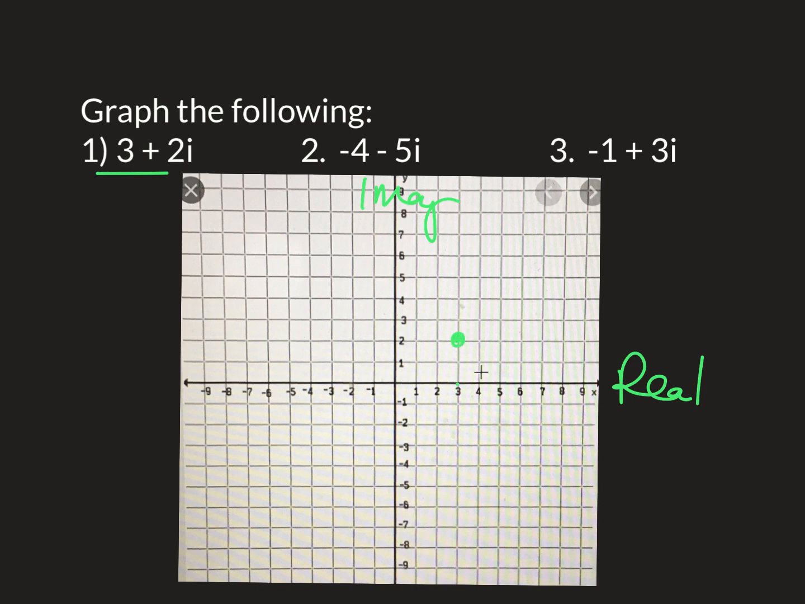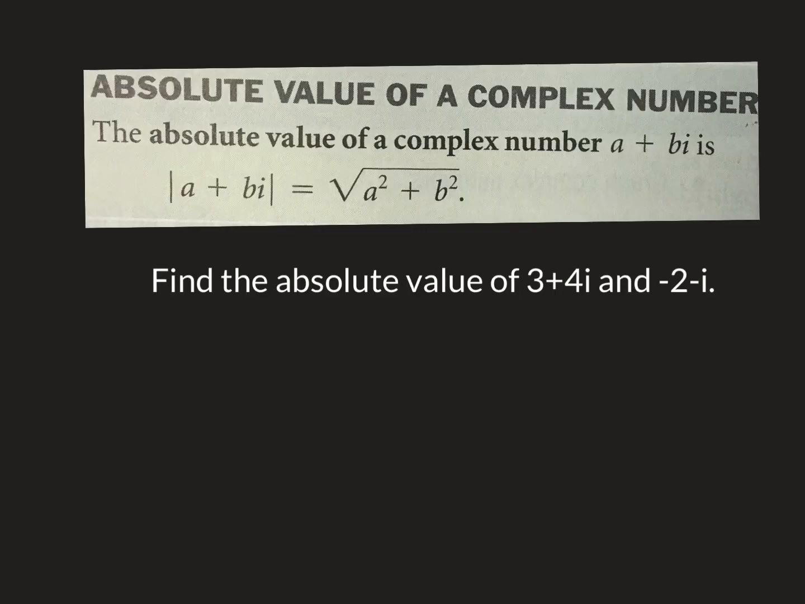That's 3 plus 2i. If you go negative 4 minus 5i, you go left negative 4 on your real axis, negative 5 on your imaginary axis, and there it is. And the last one says negative 1 plus 3i. You go negative 1 on the real, 3 on the imaginary, and that's all you have to do. So enjoy those. Those are really easy, I think.